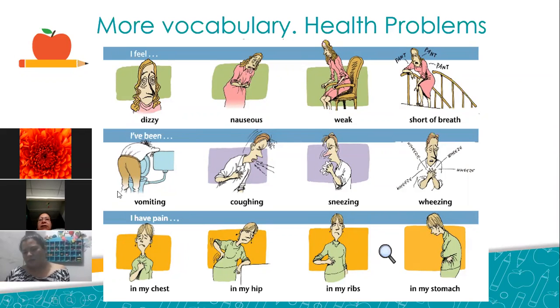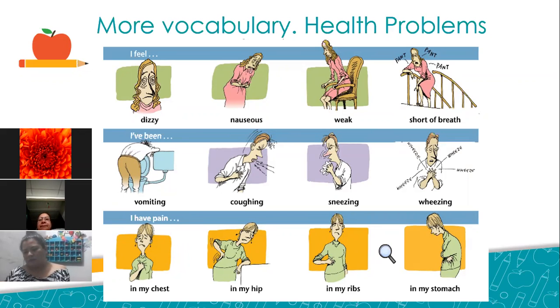Pain in my chest. Your chest, right? A pain in your chest. I have a pain in my chest. In my chest. En el pecho. Dolor en el pecho, right? Yes. Good.